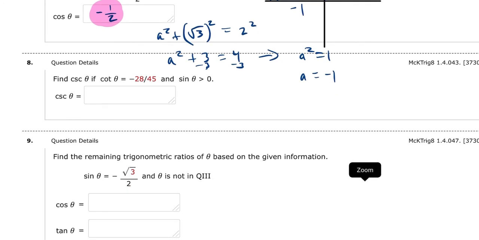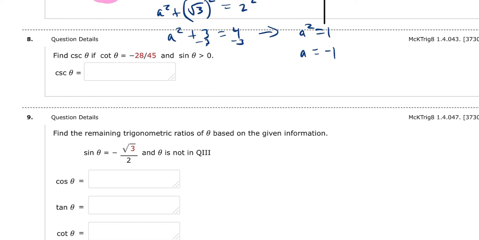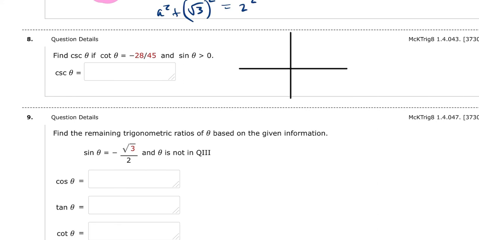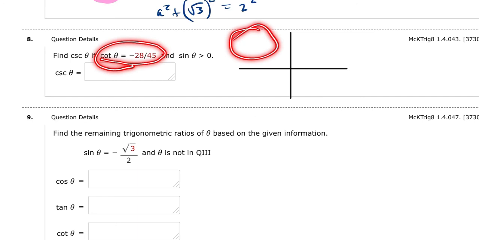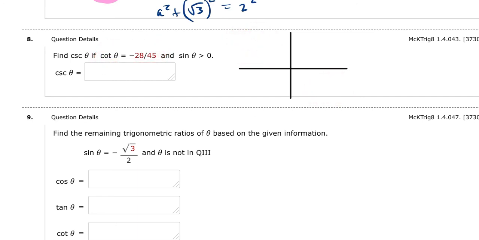All right, let's look at number 8. This is a good problem. They're telling us that they want us to find cosecant given the cotangent, right? And they also tell us that sine is positive. So we have to figure out what quadrant that would lie in. Well, let's draw a coordinate plane. Cotangent is negative in this quadrant and this quadrant because it's by definition x over y, and x over y would be negative in these two quadrants. So quadrant 2 or quadrant 4.